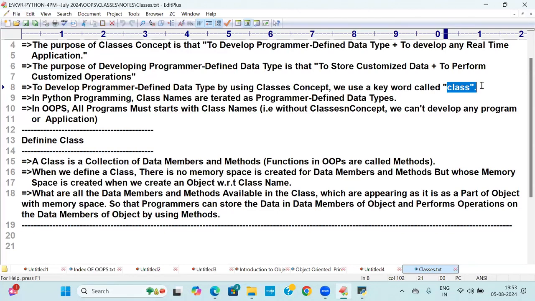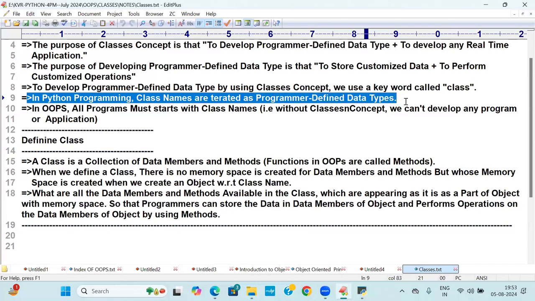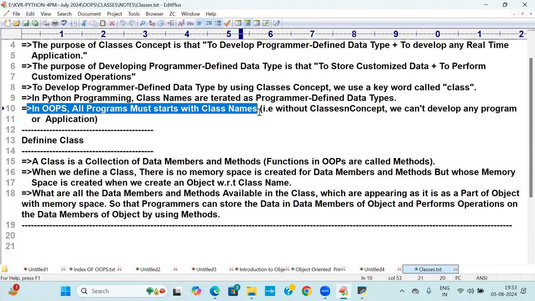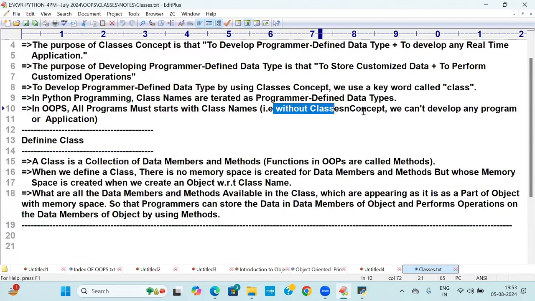Class list, class int, class tuple. int, tuple, list are called what? Class names. Every class name is called what? Data type. Class student, class insufficient fund error, class deposit error, class withdraw error in exceptions. Look at it, in Python programming, class names are treated as what? Programmer-defined data types. In OOPS, all programs must start with a class name. Without class names, we can't develop any program or application.